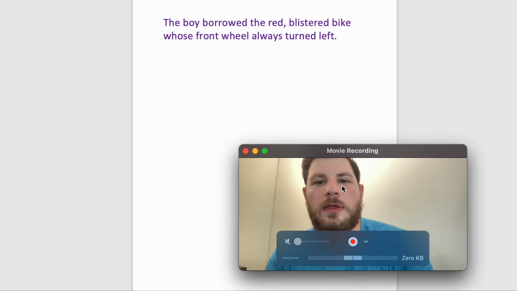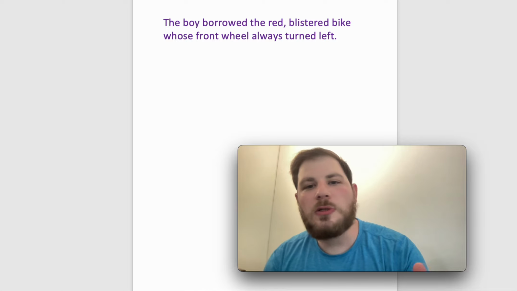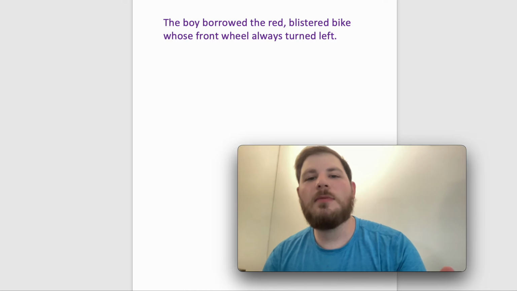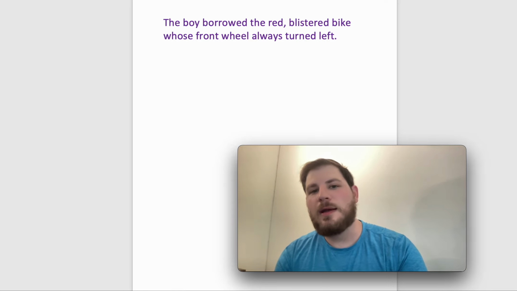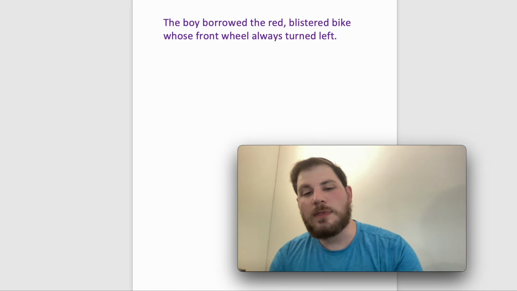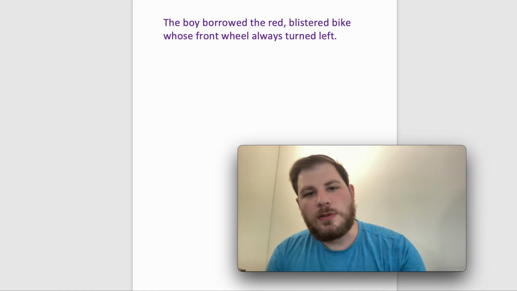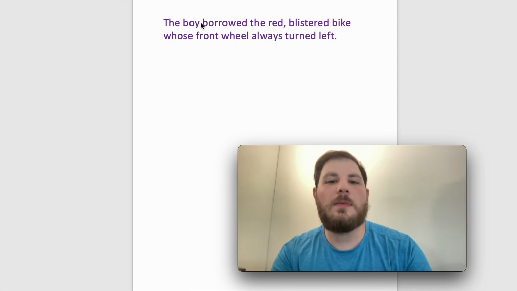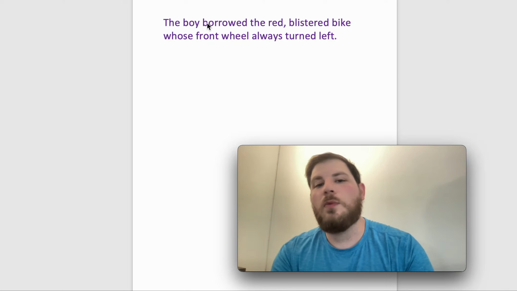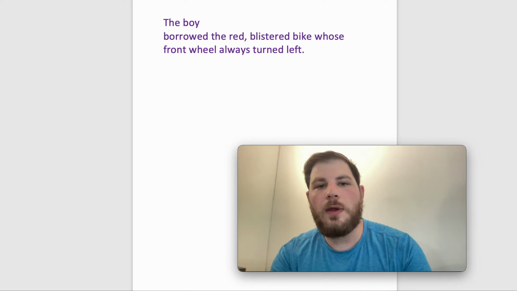All of a sudden, the word processor is defining what should be where. And of course, that is the enemy, perhaps, so to speak, of a writer, right? We should be determining exactly where each word is at any given time on the page, and that's part of our job. And so here we go. The boy borrowed the red blistered bike whose front wheel always turned left. And of course, just to demonstrate how line placement and word placement really changes things, let's just choose a random place. The boy borrowed the red blistered bike whose front wheel always turned left.